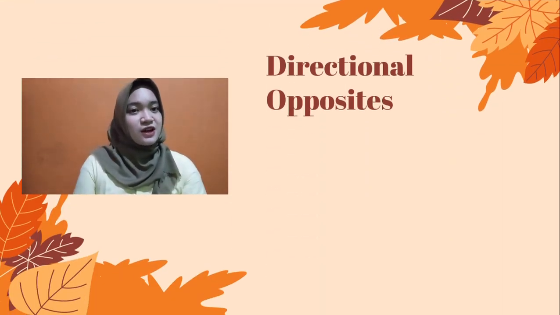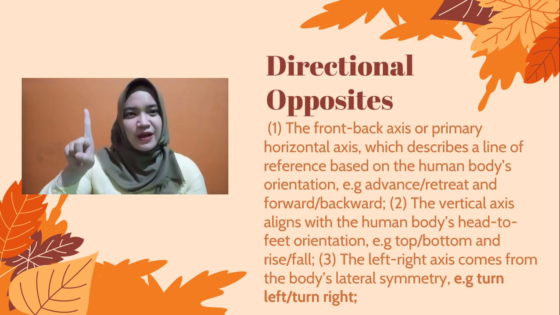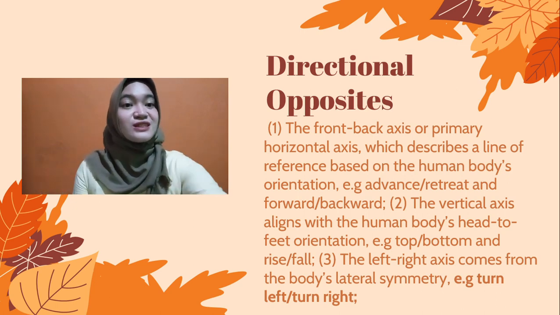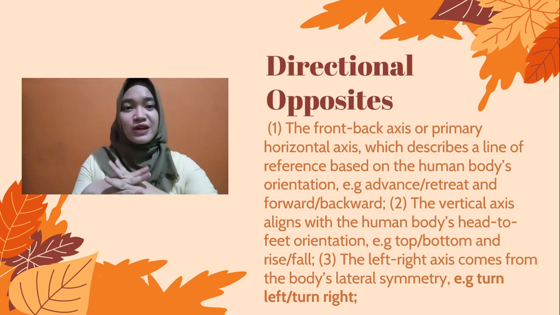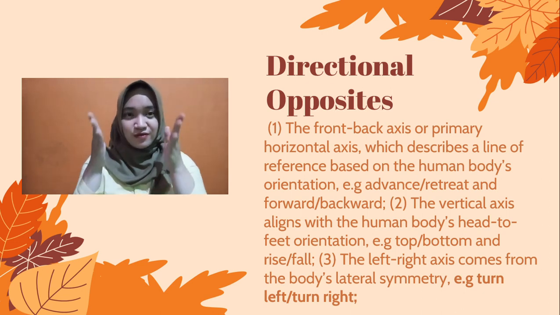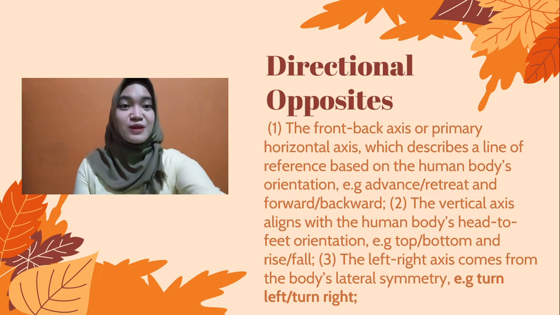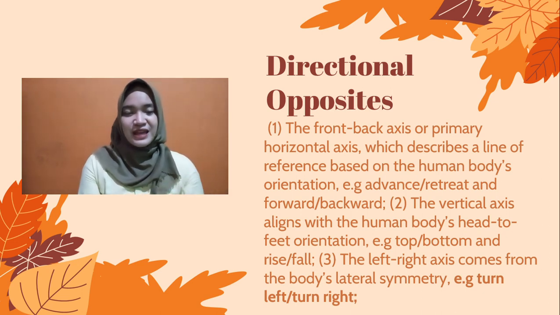The directions are distinguished in several ways. First, the front-back axis, or primary horizontal axis, which describes a line of reference based on the human body's orientation. What lies ahead is in front, while what is behind is behind. Examples of this axis follow pairs like advance and retreat, and forward, backward.